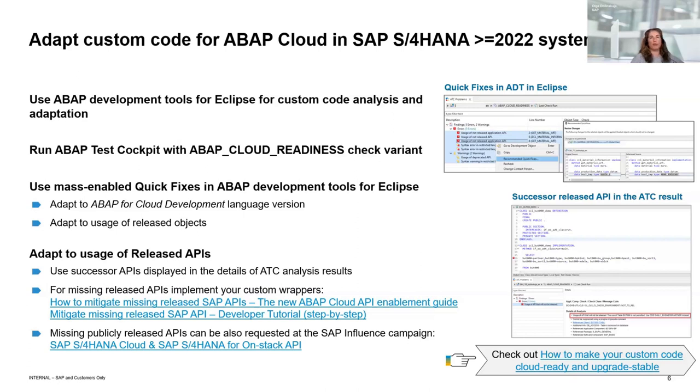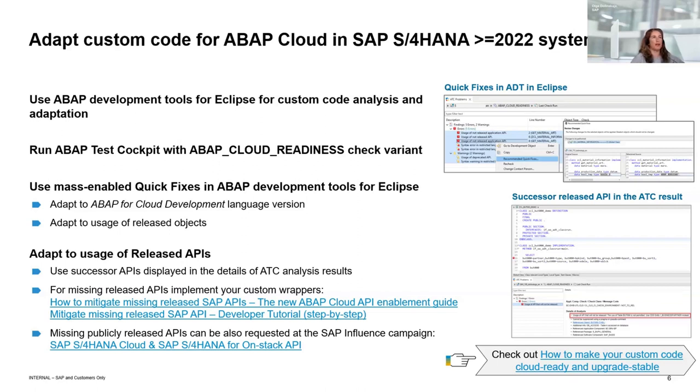You will get support in ABAP development tools for Eclipse. You will get quick fixes there, which will allow you to adapt your code to the usage of the ABAP for Cloud Development language version, and also the usage of released objects. The good thing about S/4HANA 2022 systems and plus, meaning 2023, is that after the ABAP Test Cockpit check, you will get the successor information about the released API to use directly in the ATC results. So this successor information can be used to adapt your custom code objects.